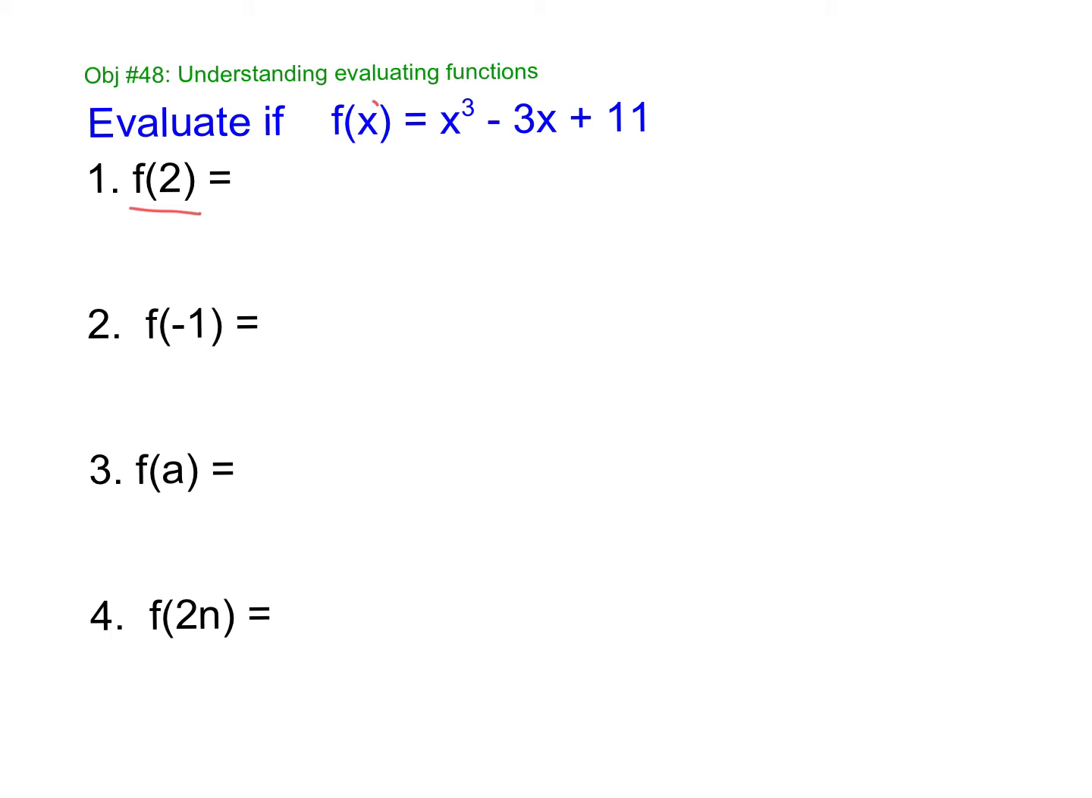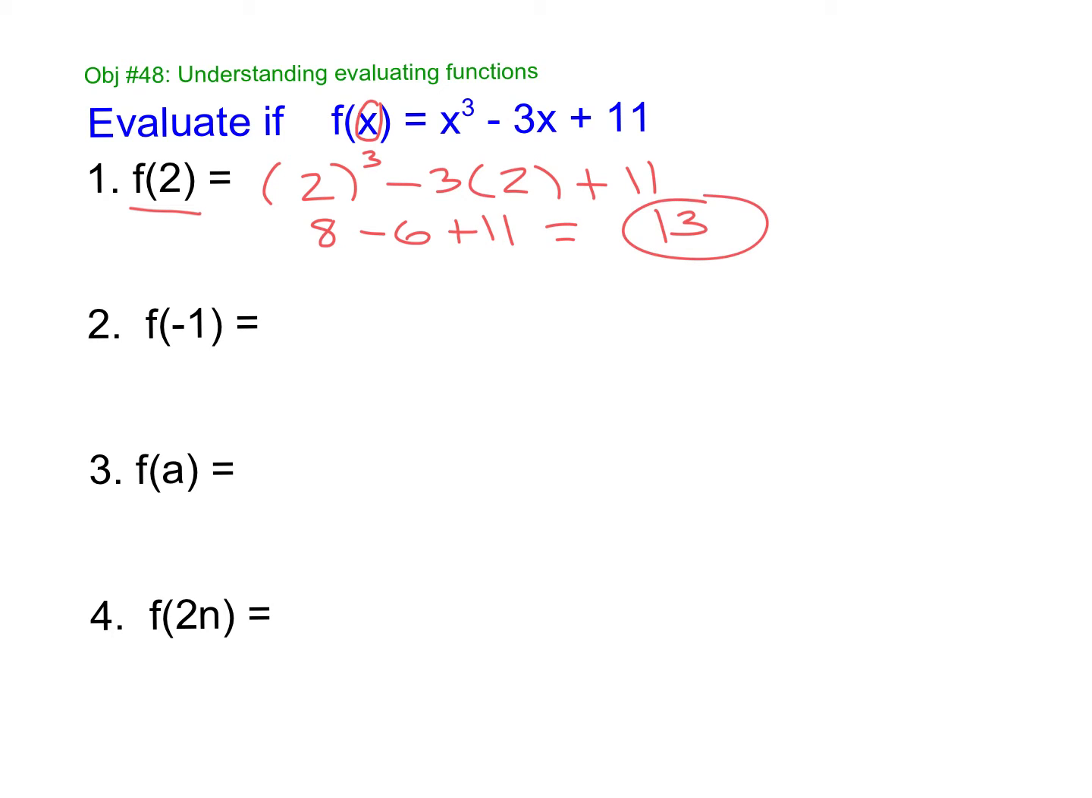F of 2, you're replacing your x with the 2. So x cubed minus 3x plus 11, I'm replacing my x's with 2's. And then just calculate. And you can just plug that in your calculator. 2 to the third is 8, minus 6 plus 11 is 13. So the answer is 13.